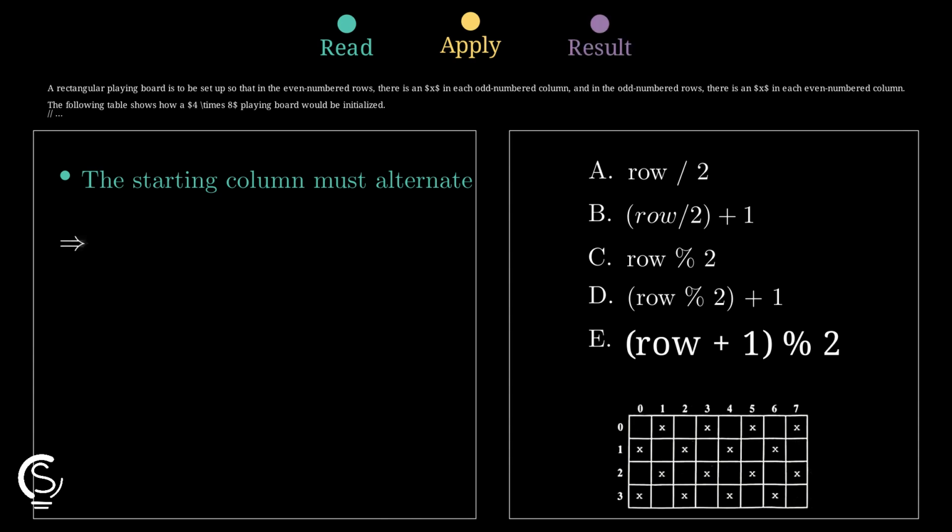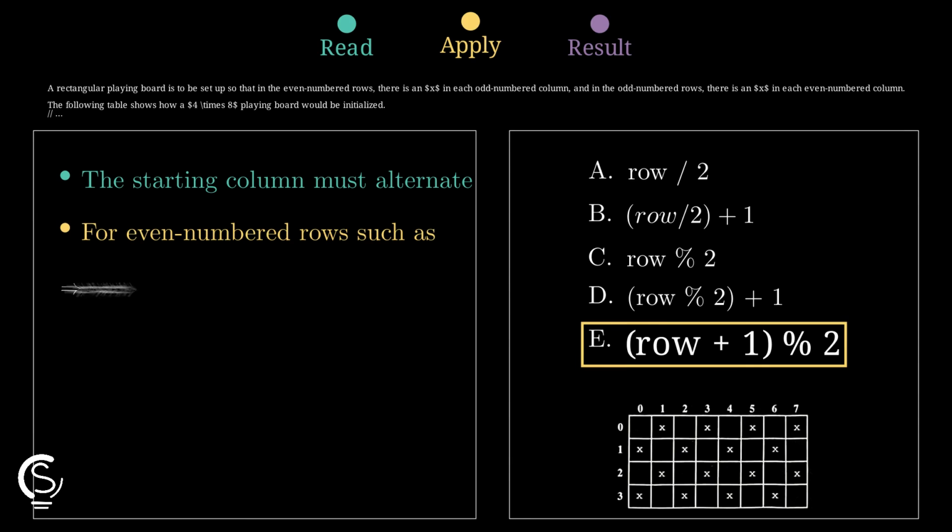In odd-numbered rows, start at column 1. The expression (row + 1) % 2 correctly gives 1, making option E our final winner.